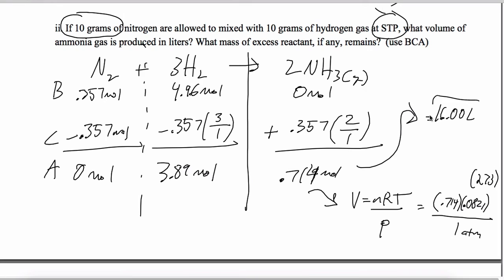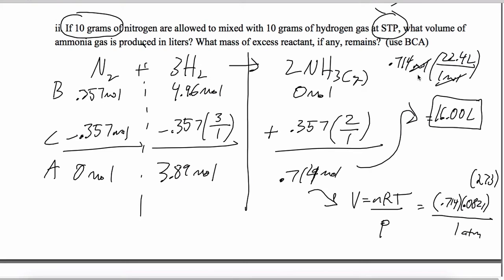16.00 liters. Okay. Now, because this is a video, I'm going to show you the other option for doing this. The other option is to take advantage of the relationship that any ideal gas at STP always occupies 22.4 liters. So I could literally take 0.714 moles and say that in every 1 mole there's 22.4 liters. And that's the same thing.